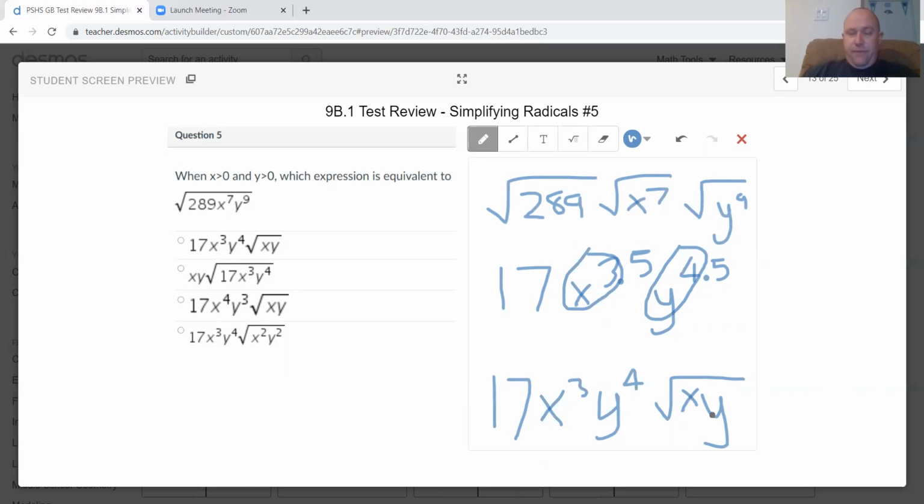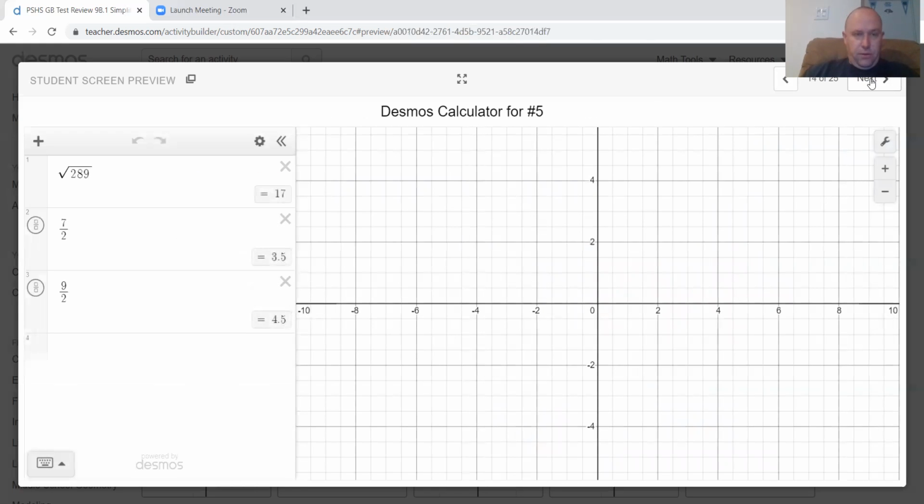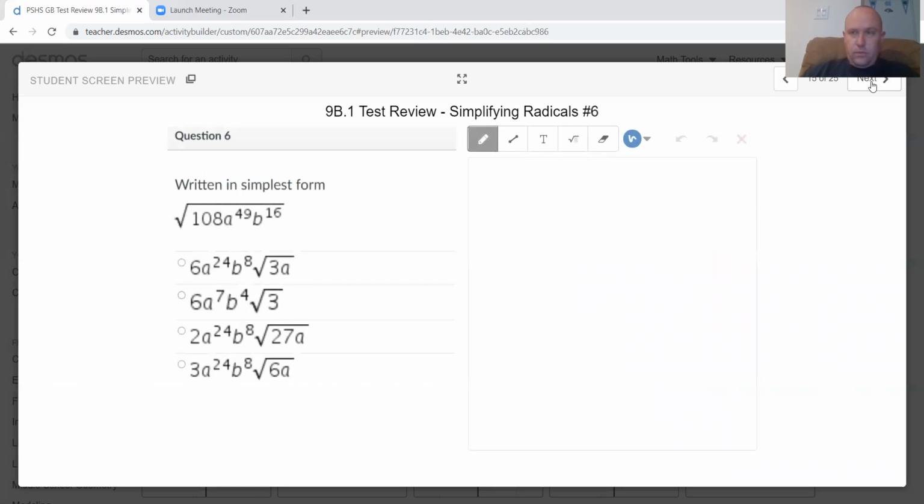Can't really do this one graphically because unfortunately there's 2 letters. So that makes that one always a little bit more difficult to do. Same idea with this one. I'm just going to split this up into smaller parts.